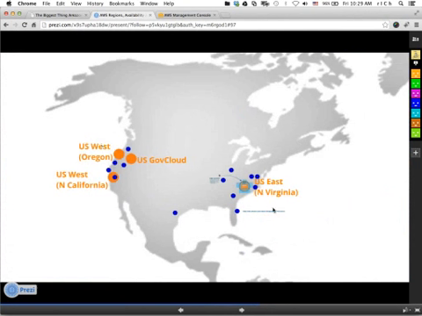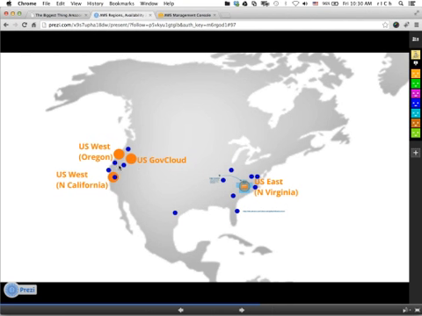So we have a set of regions in North America. We have 3 regions that are available for public use, and we also have GovCloud. GovCloud is a more highly secure region. It's used mainly for ITAR compliance, and ITAR states that persons having physical and logical access to the servers must be US citizens, where there's no such requirement in the other 3 US regions.